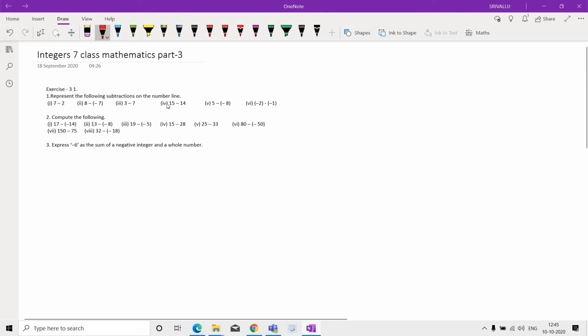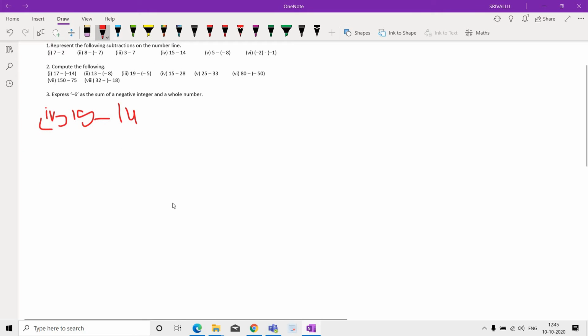So I am doing the fourth problem. 15 minus 14. They said subtract 14 numbers from 15.